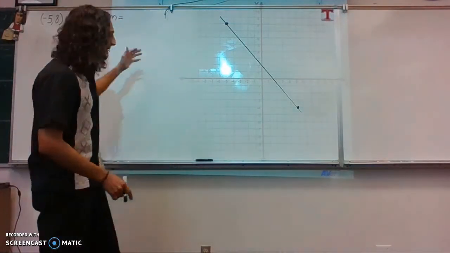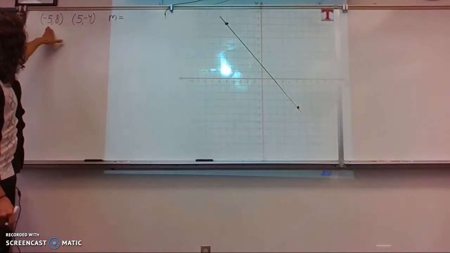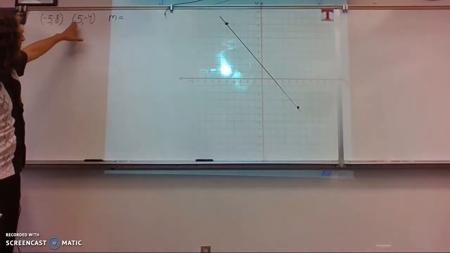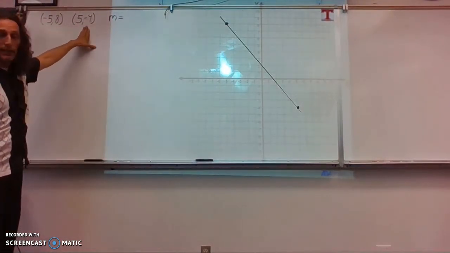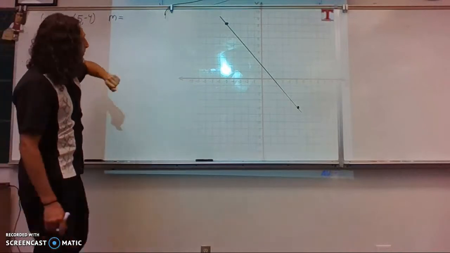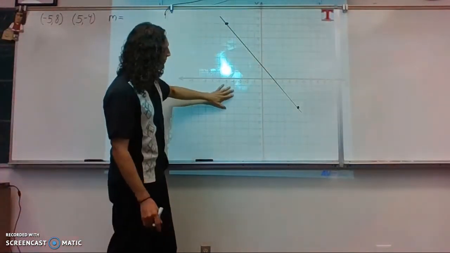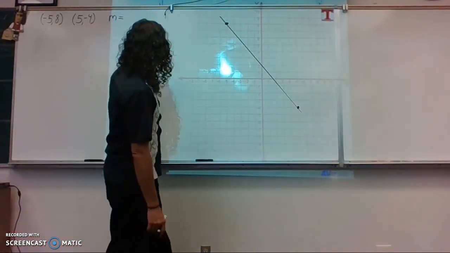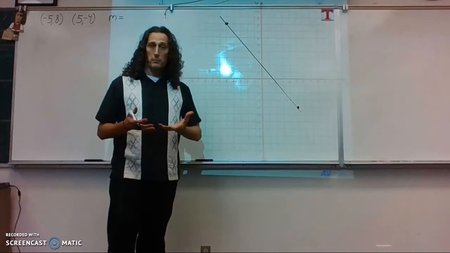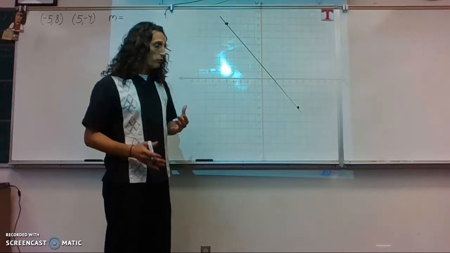But the first part is just going to be a quick review. What I have right above my head are 2 points, (-5, 8) and (5, -4). I have a nice coordinate plane over here with my coordinates plotted, but let's double check that they're correct.